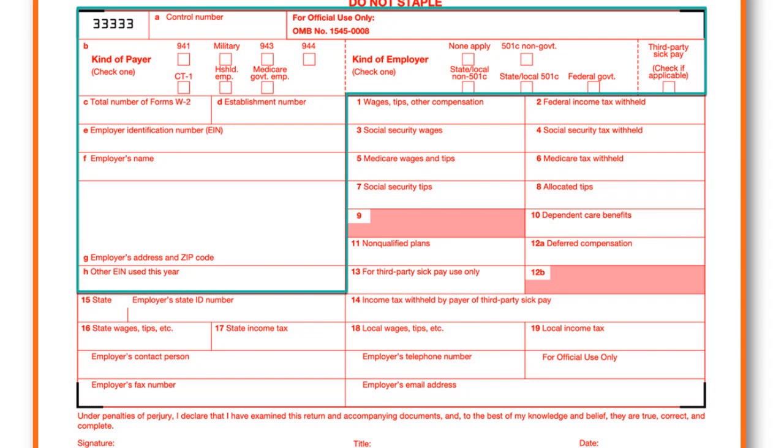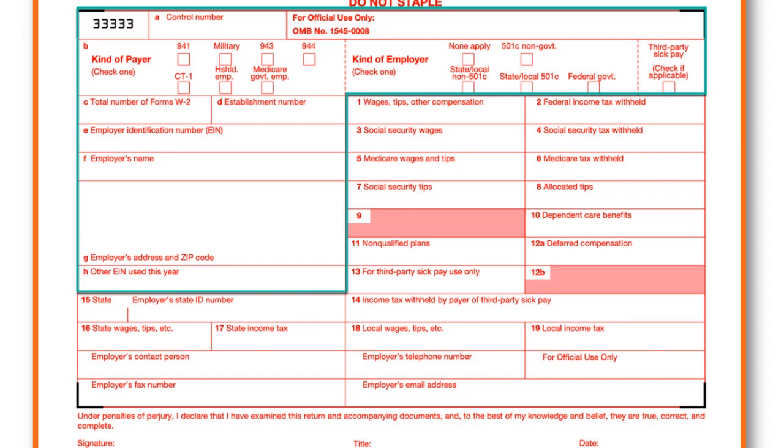And also, one thing I want to say here is that you have to put the total number of Forms W-2 that you have filed during the year. The establishment number is for IRS purposes. Your EIN is self-explanatory. We are speaking about the employer's name, the official name, and the employer's address and zip code. Everything that is on the articles of incorporation, you have to put here.